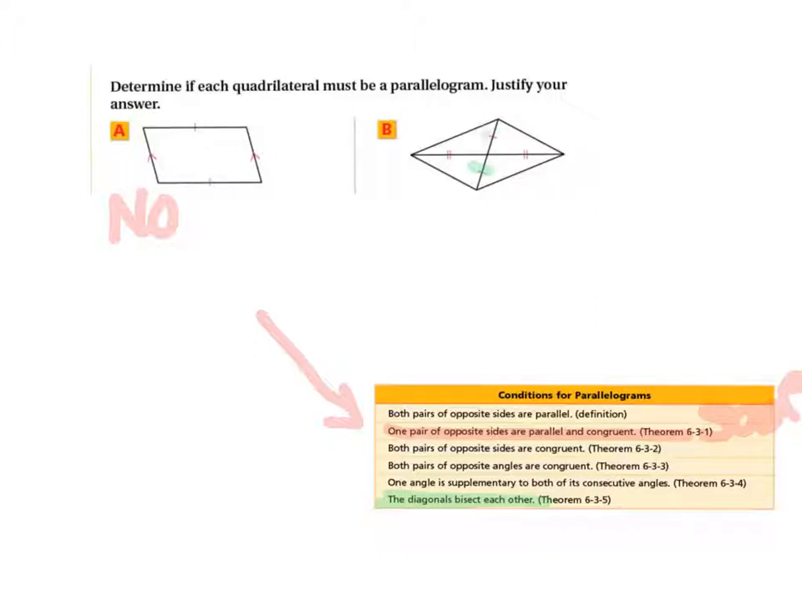Well, the diagonals are making 2 congruent marks. So therefore, since it's splitting them into equal parts, congruent parts, then the diagonals do bisect each other. So this is a yes, and I would write this condition.